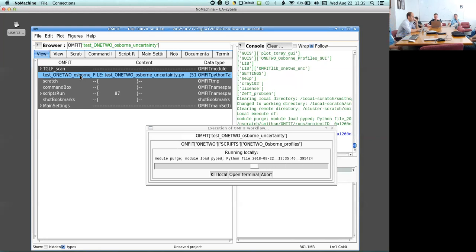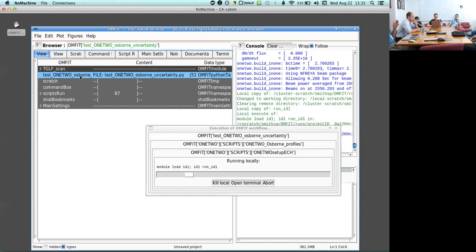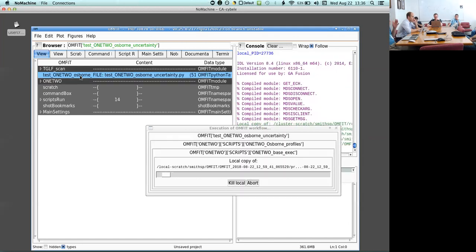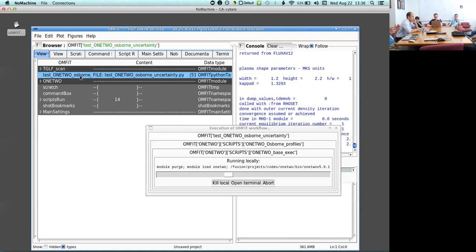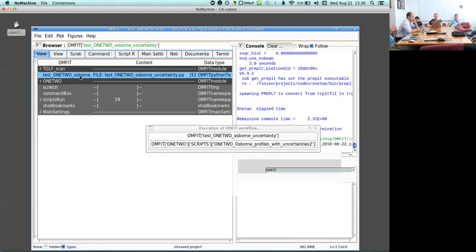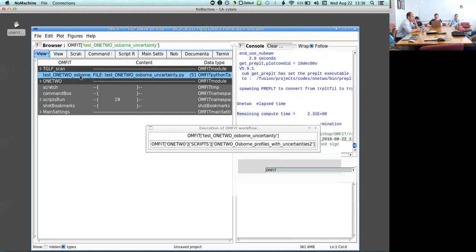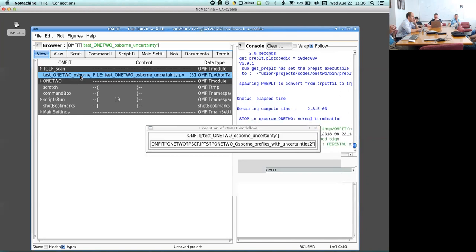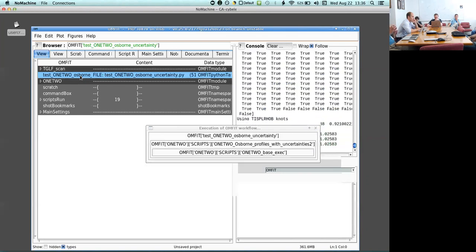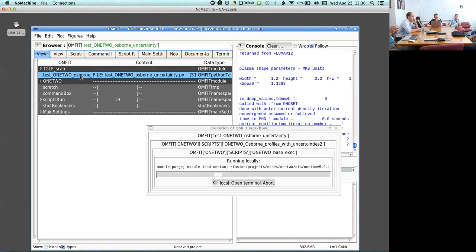So in this workflow, we're going to take the profile fits that have been done in Osborne's tools, and then we're going to take the correlated uncertainties from the profile fitting parameters and propagate the uncertainties in the parameters through the power balance calculation done by ONETWO.